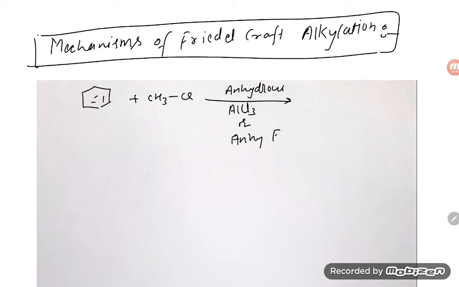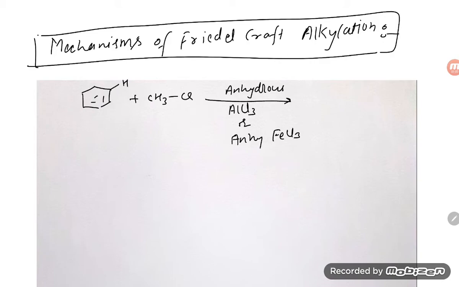So let's have a look over the reaction. Suppose we are having the benzene, dear students, here you see, and if you are treating with the alkyl halide CH3Cl, and in the presence of anhydrous, keep in mind, anhydrous AlCl3 catalyst, or you can say anhydrous FeCl3, anything you can take, student. Then what is going to happen?